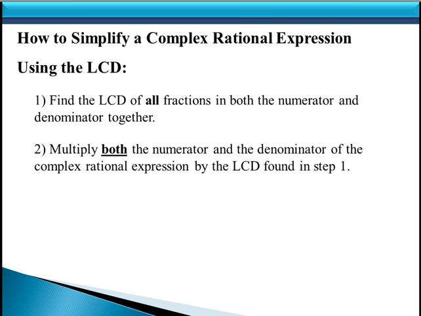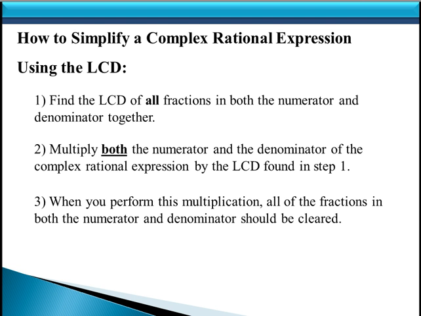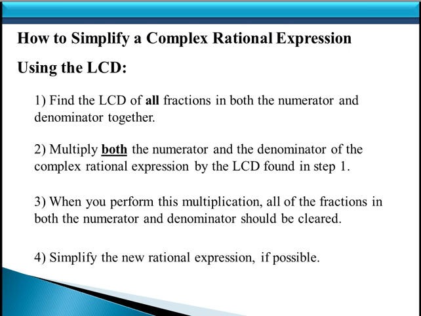Remember that with a fraction, if you multiply both the numerator and the denominator by the same thing, then you'll end up with an expression that's equivalent to the original. And that's what we want. And when we perform this multiplication, all of the fractions in both the numerator and the denominator should be cleared. And so this will give you a rational expression that's no longer complex. And of course, sometimes it can be simplified even further. So we may have to look at the numerator and denominator and see if they will factor and then cancel common factors to completely simplify our rational expression.